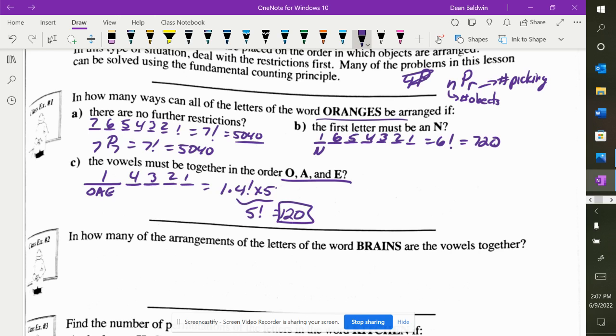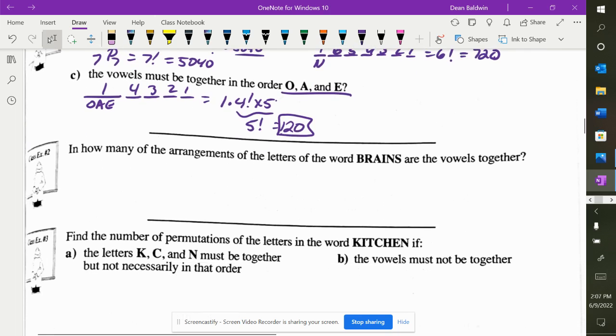Okay, so in that one, I said O-A-E has to be together in that order. What if I don't do that? What if they have to be together, but they don't have to be together in that particular order. So the word brains. How many letters are in the word brains? 6 letters. How many vowels are there in that word? 2. A and I. The vowels need to be together. So I treat them as one.